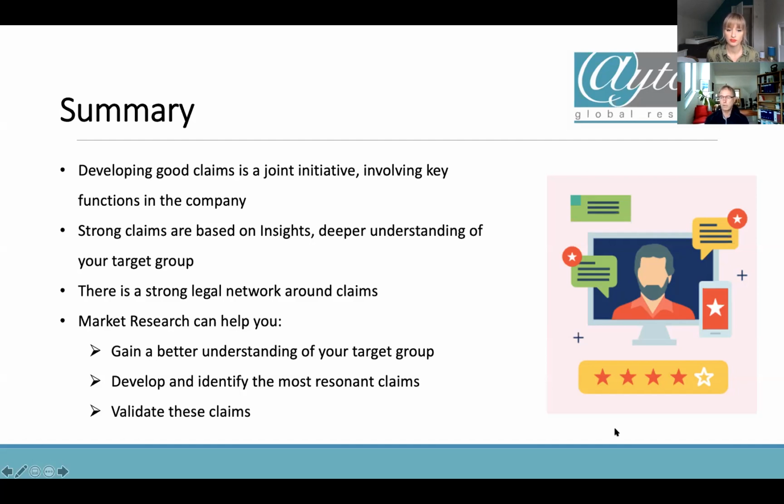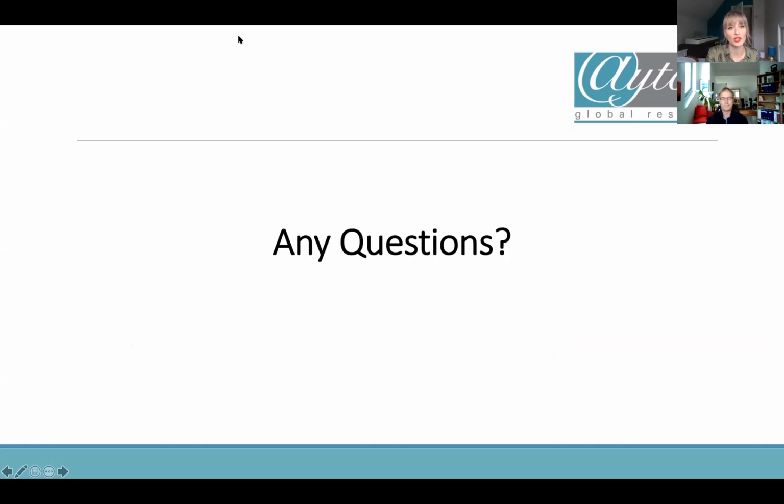In the end, you need to look at two dimensions: how far is it substantiated, and how far is this really relevant and interesting for consumers, and how far will it really entice them to buy your product. Fantastic. Great.